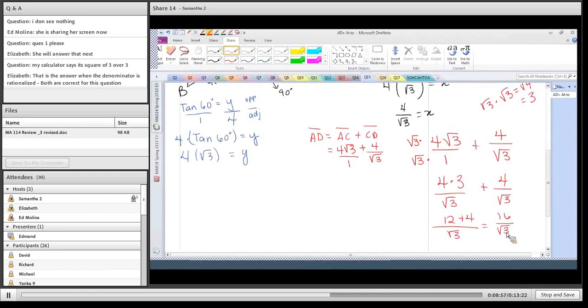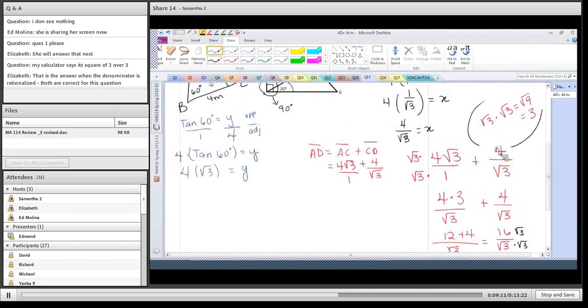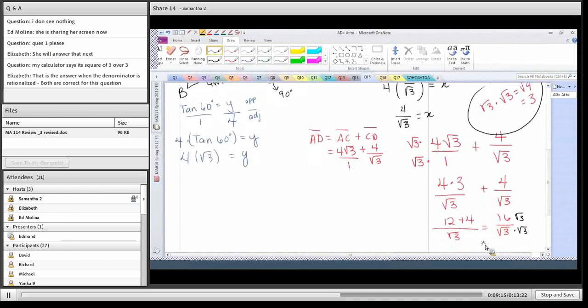You have a square root in the denominator, which you cannot have. You need to rationalize your denominator by multiplying top and bottom by the square root of 3. So just like what I have up here, it's the same idea here. So finally, we'll have 16 square root of 3 divided by 3. That is side AD. Are there any questions?